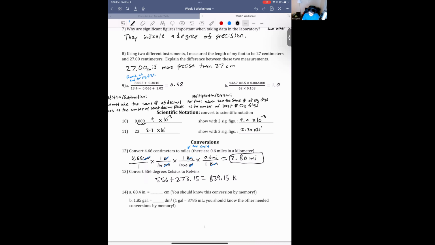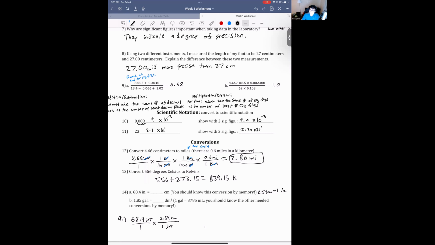All right, next is 14. It says you want to convert 68.4 inches into centimeters, right? You should know the conversion between inches and centimeters by heart. So I'm going to write down here, we start with 68.4 inches. Now, if you do not know the conversion by heart, it is this: there are 2.54 centimeters in 1 inch. So we can use this conversion factor. This is 2.54 centimeters in 1 inch.